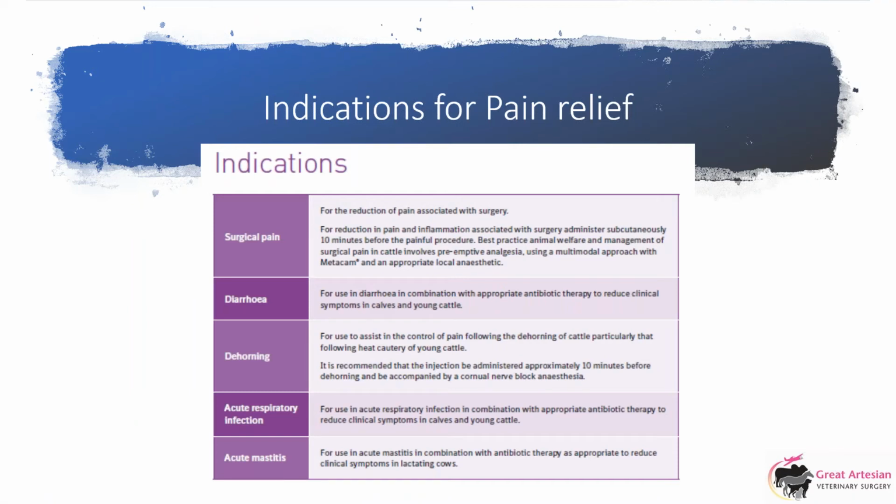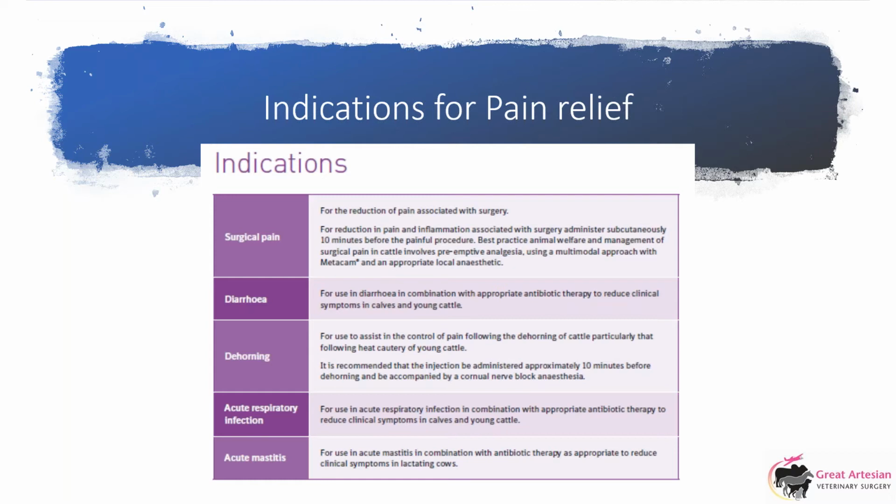Pain relief is indicated for the reduction of pain, such as surgery, including castration and dehorning. Obviously, as we saw in our little survey, that's what most people are using it for. It's also very important in treatment of diseases such as diarrhea, pneumonia, and mastitis. Not only will it reduce the severity of the disease, but it may actually reduce the duration of the symptoms as well. With surgical procedures, best practice involves using anti-inflammatories 10 minutes before the procedure and topical or local anaesthetics at the time of the surgery as well.